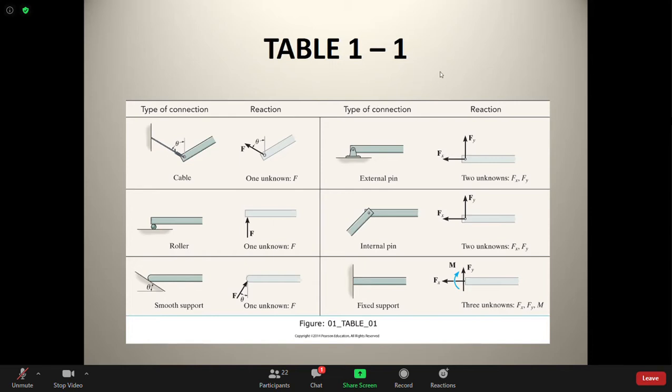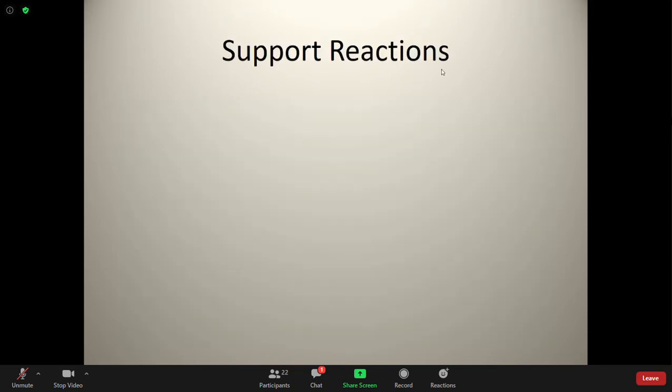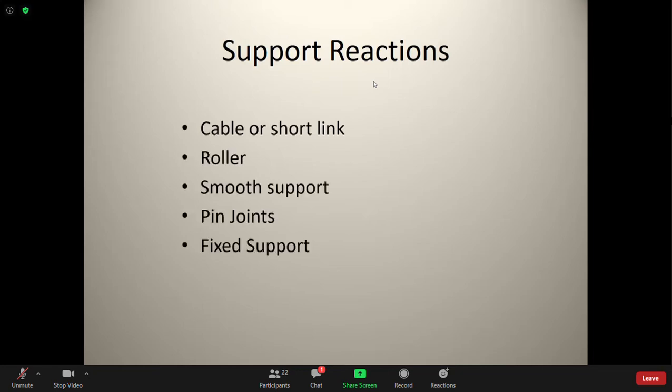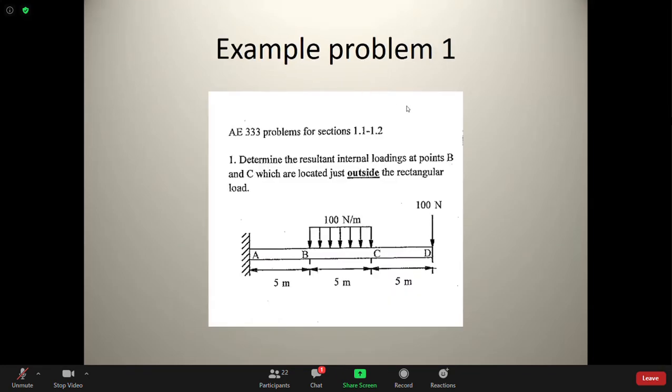All right, let's move on then and do an example problem. We just talked about these. Here is the example problem I want to do, the first one. Please read the problem.